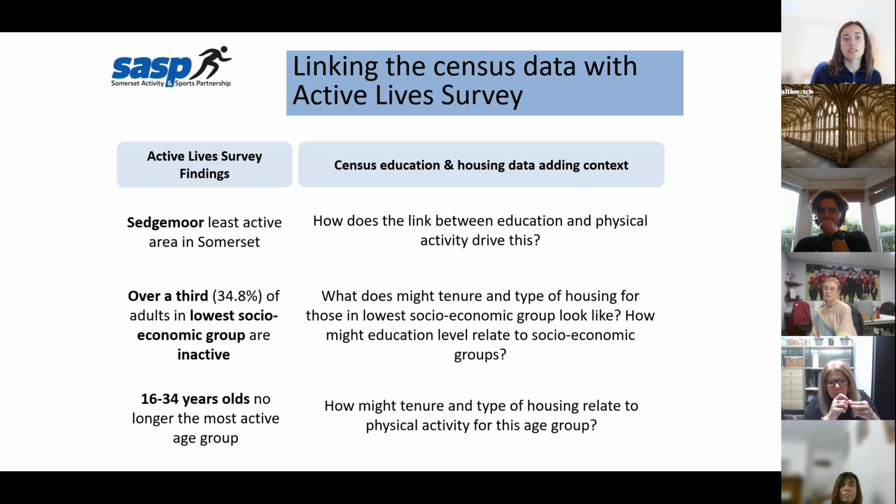Then when we looked at education and housing, we were thinking about how education links to physical activity. What about tenure and type of housing for those in the low socioeconomic group? What does it look like? And then thinking about housing as well for young people, and how that tenure and type of housing might affect their ability to be physically active. For example, living in flats, not having a garden, living in a house share.